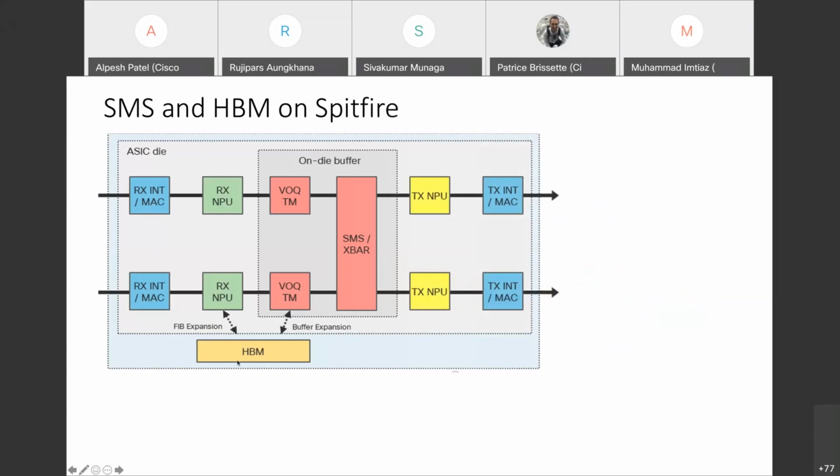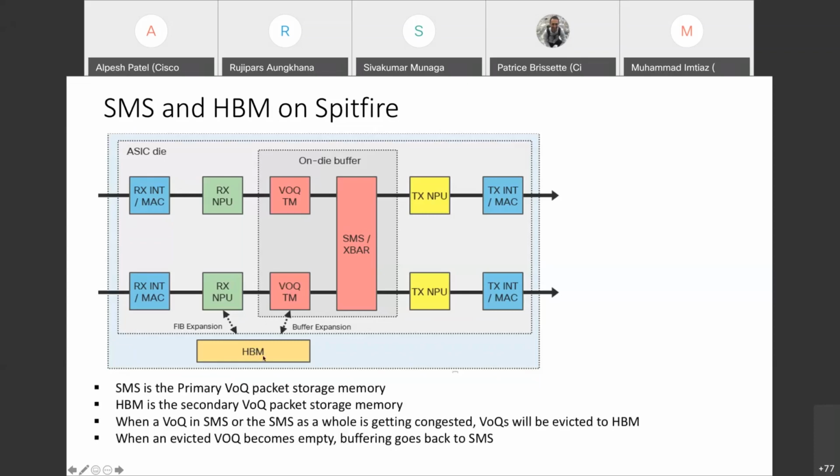So this is the diagram here. As we can see, this is why we call HBM the external memory. If you see, this is the ASIC die. Within the ASIC die, you have the on-die buffer, the VOQ, which is your SMS, and then you have HBM. Now, in case of congestion, we do use HBM. What else can we use it for? FIB expansion or some other reasons, but the main reason is if your port or your VOQ is under congestion, the VOQ is migrated to HBM.